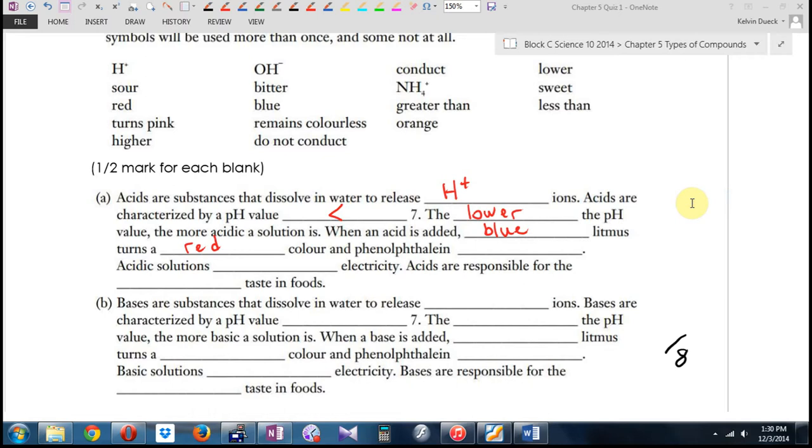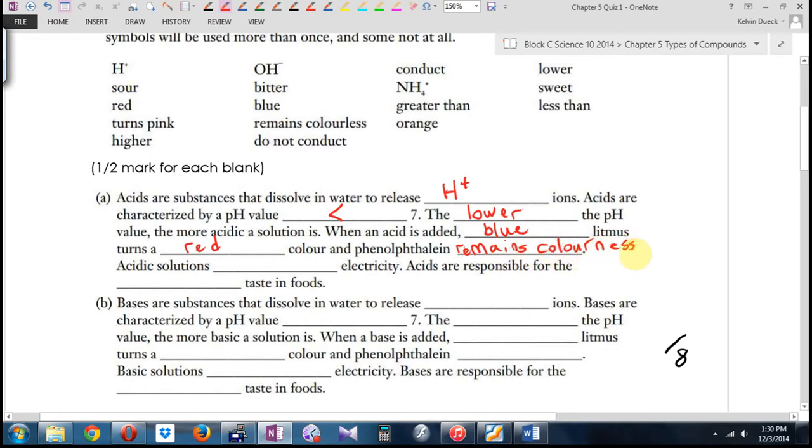Thank you for telling me and not having me find out the hard way. Okay, sorry, I don't know where that came from. So you said remains colorless, right? Color, and I'll spell it like a proud Canadian with a U. Colorless.